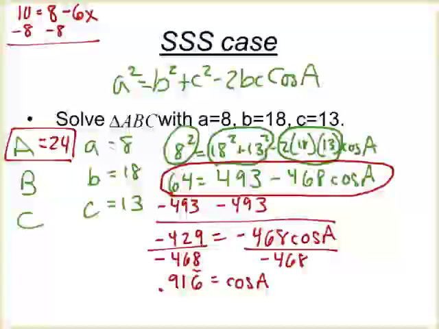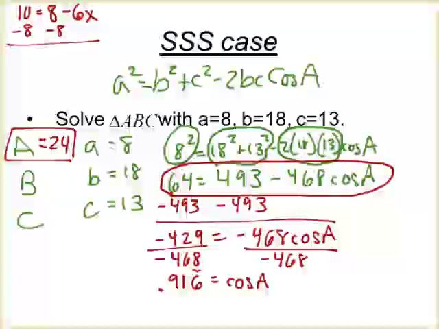How come you didn't subtract before and then just get 64 equals cosine of A? How come I didn't subtract what before? 493 minus the 468? Like that, we can't do 8 minus 6x because one of them has a variable and one of them doesn't. So we can't subtract those two. We have to subtract over to the other side.